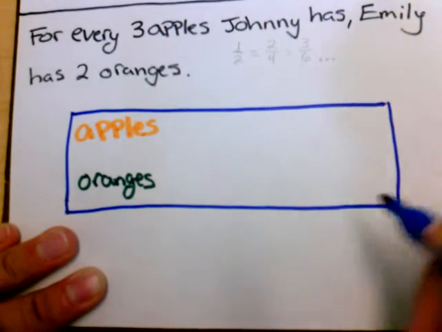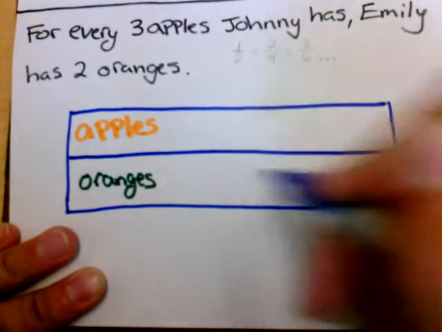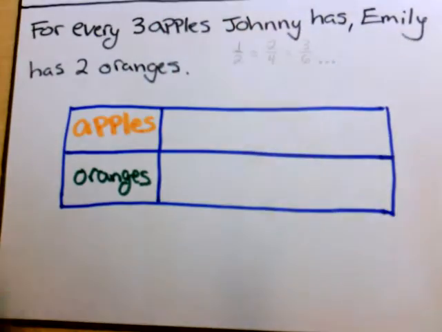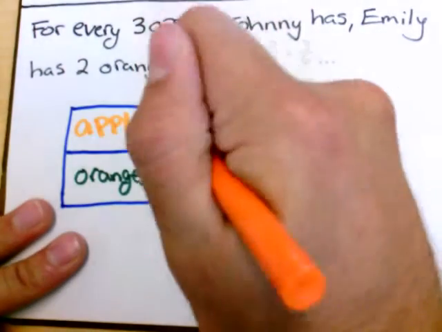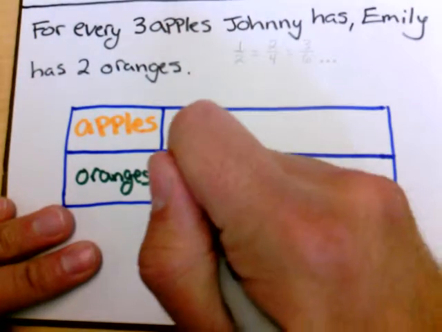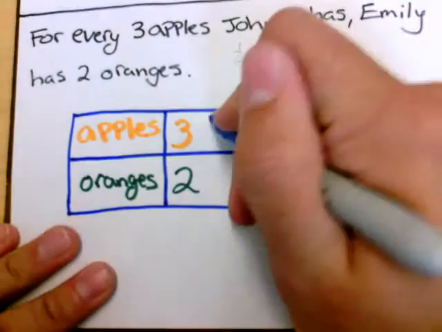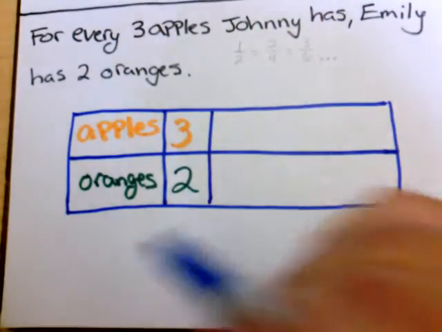Alright, close that box, and we're going to split it up. Apples on top, oranges on bottom. Okay, and it says that we start off with 3 apples and 2 oranges. Okay?